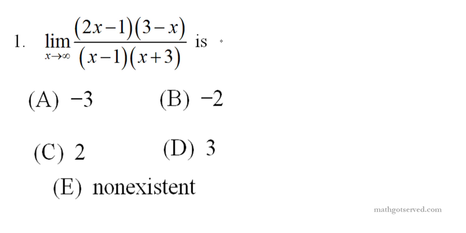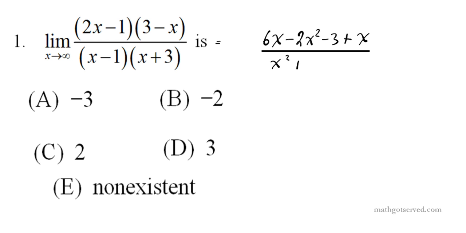So we've multiplied out completely the numerator. When you expand the numerator, you get 2x times 3, 6x, minus 2x times negative x, negative 2x squared, and then negative 1 times 3, minus 3, plus x, because minus times minus is plus. So you FOIL it out. And then in the denominator, you do the same thing. Expand that. x times x is x squared, plus 3x, minus x, minus 3.